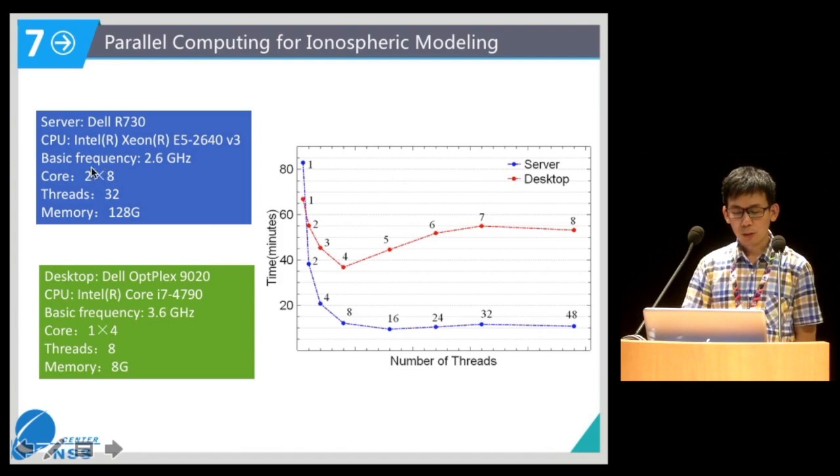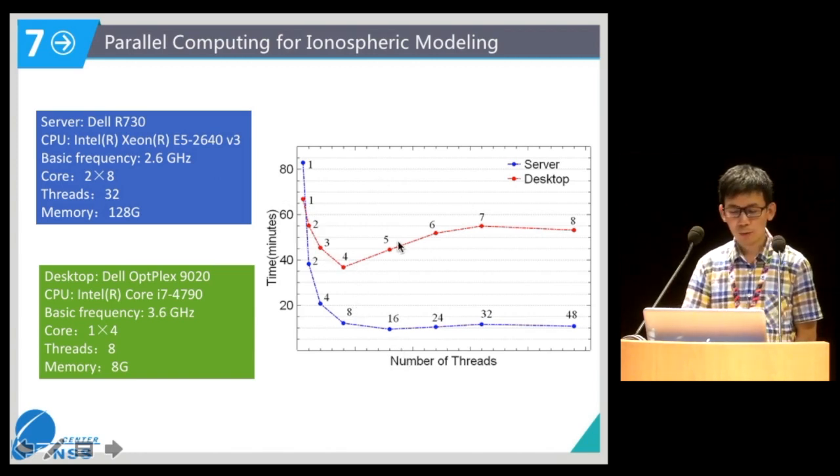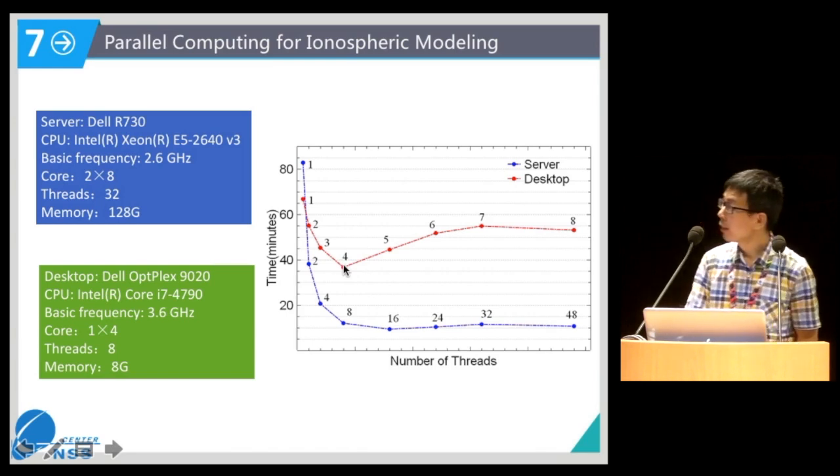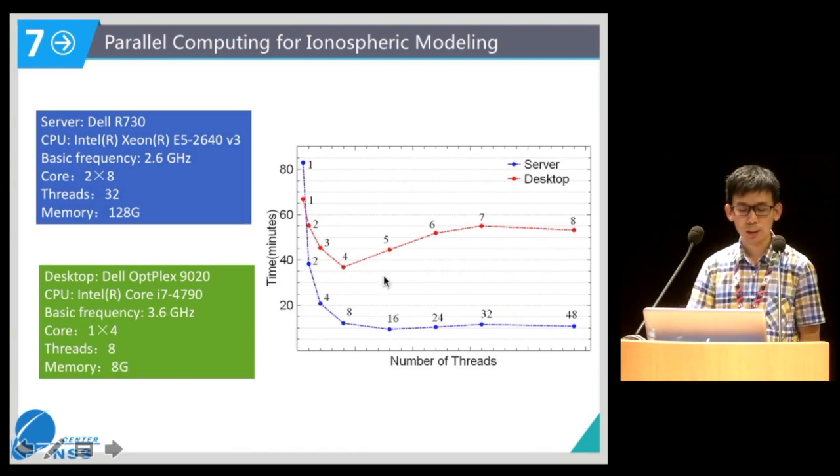As the thread number increases, we can see the server performs better than the desktop. And for the desktop, the optimal number of threads is 4, and for the server, the optimal number of threads is 16. This is consistent with the core number of each computer.